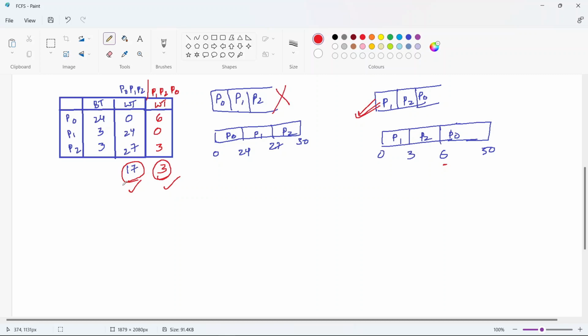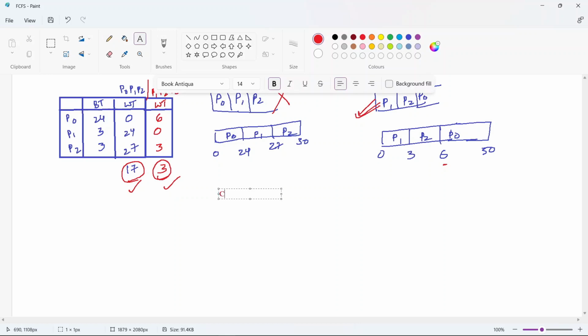So this way of generating more waiting time by choosing a wrong order of execution is called the Convoy effect. Note it down, all of you, that is called the Convoy effect. And FCFS suffers from this Convoy effect. That is what we have understood now. Just now we have seen that FCFS suffers from this Convoy effect.